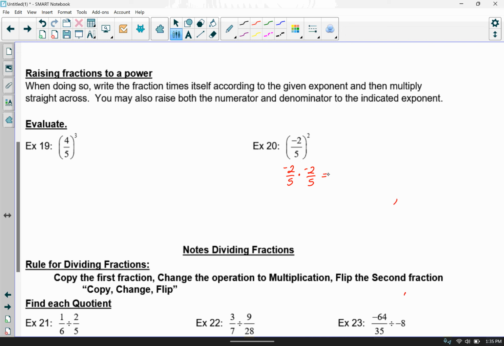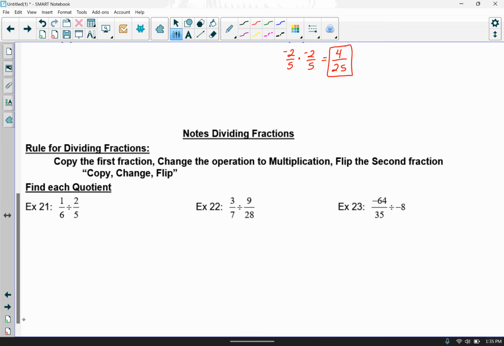Then from here, you're just multiplying straight across. Negative 2 times negative 2. And I will say this, there's no cross canceling that can happen here because 2 and 5 don't have anything in common. So just multiply straight across. Negative 2 times negative 2, that's a positive 4. 5 times 5, 25. Final answer, because 4 and 25 have nothing in common. Okay? All right.